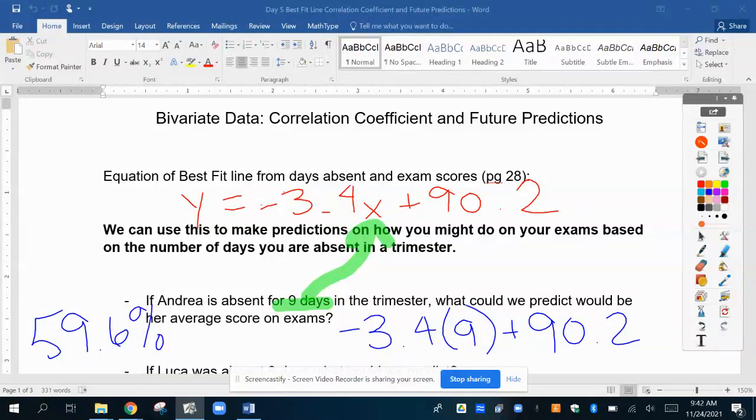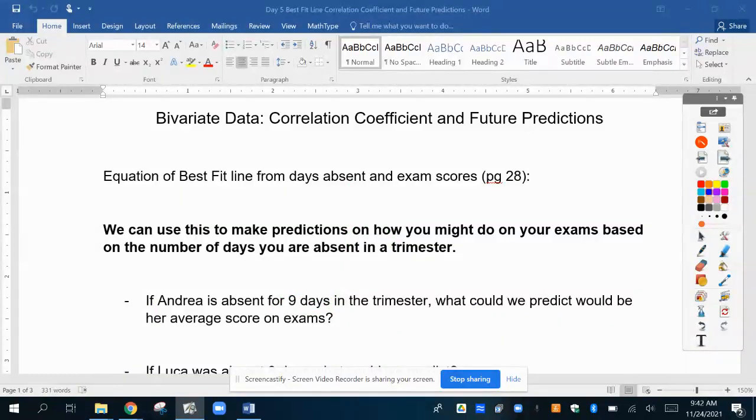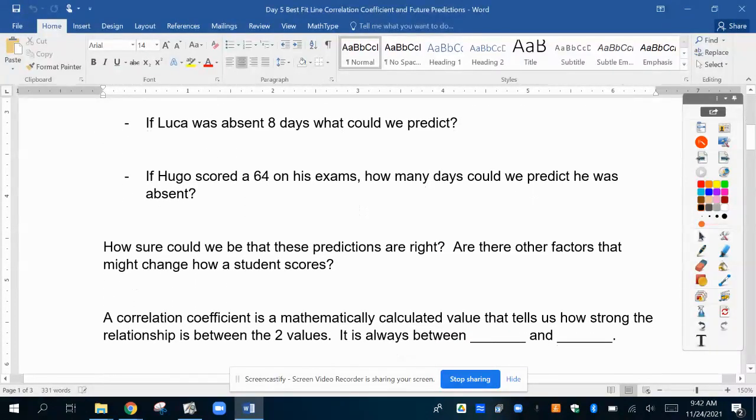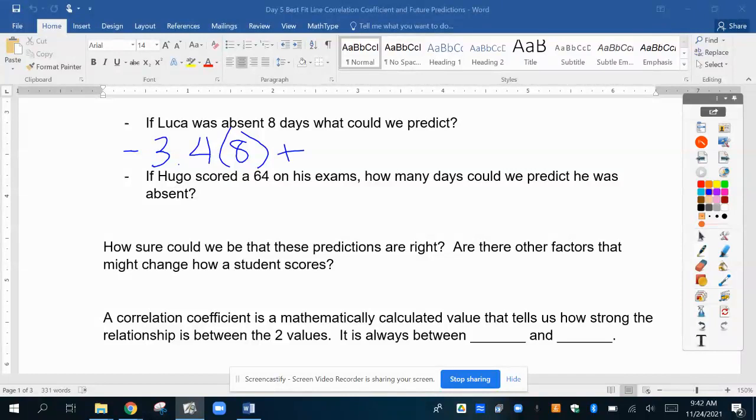We can then use this for multiple situations, for multiple different people. If Luca was absent for 8 days, what could we predict? We'll do the exact same thing: instead of negative 3.4 times x, we'll say negative 3.4 times 8 plus 90.2. Again, we can use a calculator, and this will give us an output of 63%. So we would predict Luca would get a 63.